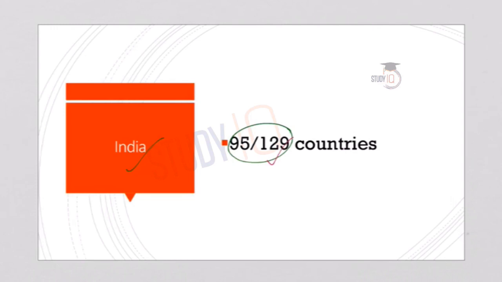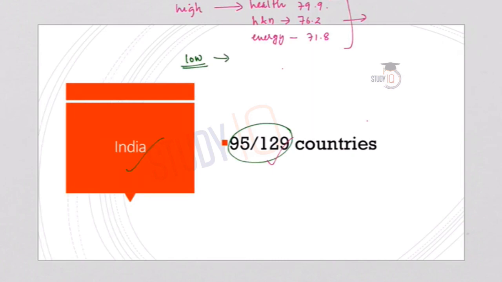Now let us analyze the indicators where India scored high. Those high scoring indicators for India are health, where India has a score of 79.9; hunger and nutrition, where India has 76.2; and energy, where India has a score of 71.8. So these are the indicators where India has performed fairly well. Now coming to India's low performance indicators, they are industry, infrastructure, innovation, climate, etc.